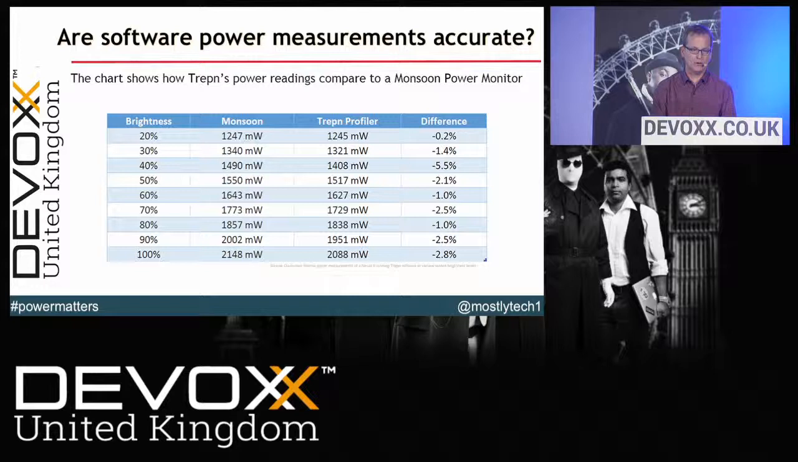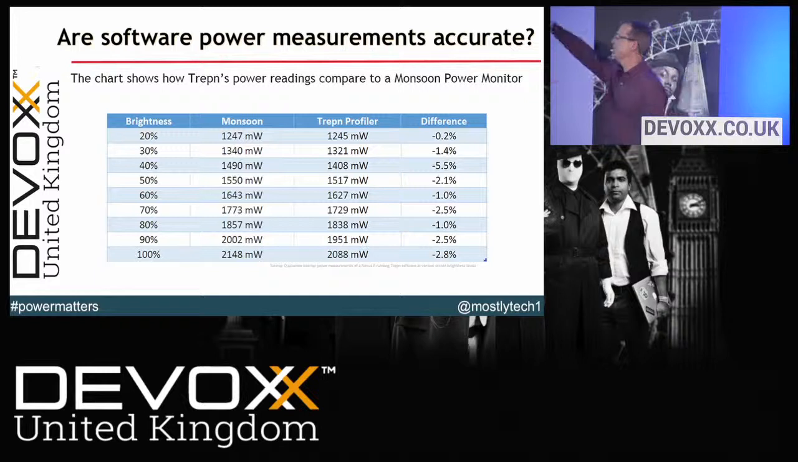So how accurate is it? To determine the answer to that question, I ran a script where I forced the brightness at different levels from 20 to 100%. I used a piece of hardware power measurement called a Monsoon power monitor, which is something that's very popular. And then on the same device, I ran on-target software power measurement, the Trepin tool we've been talking about. And then I kind of plotted the difference, and you can see it's actually very accurate.